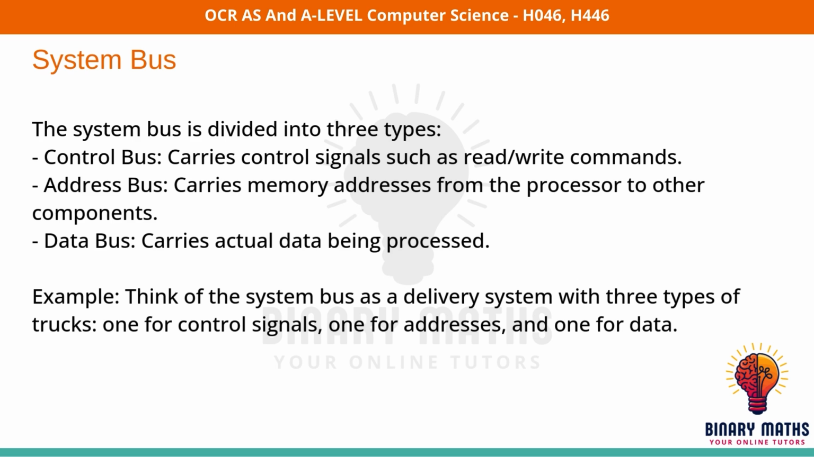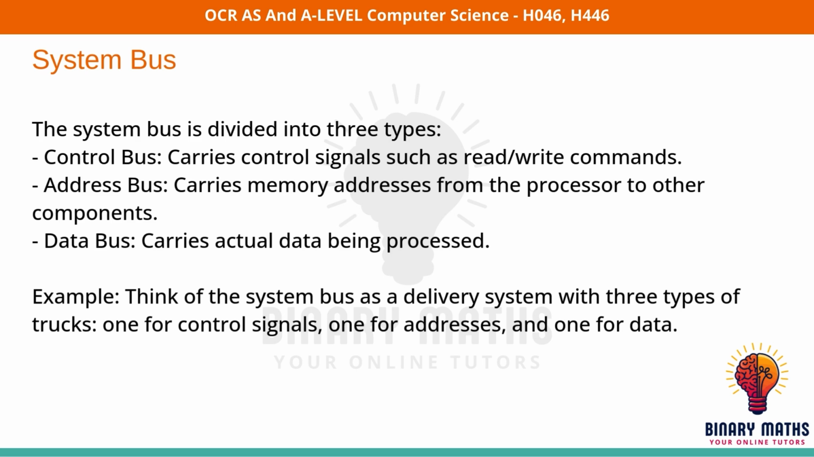The system bus is divided into three types: the control bus, the address bus, and the data bus. The control bus carries control signals such as read-write commands. The address bus carries memory addresses from the processor to other components, and the data bus carries the actual data being processed. Think of the system bus as a delivery system with three types of trucks: one for control signals, one for addresses, and one for data.